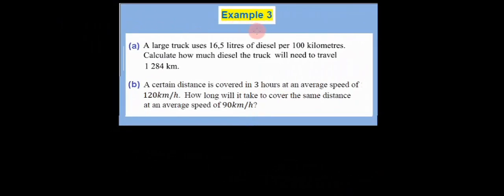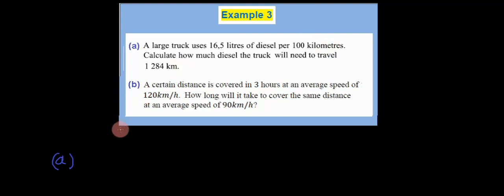So this is an example of typical questions asked on rates. In A it says, a large truck uses 16.5 liters of diesel per 100 kilometers. Calculate how much diesel the truck will need to travel 1,284 kilometers. So we need to work out the amount of diesel that the truck will need to travel 1,284 kilometers. Now, what we can do is we can find the amount of diesel needed per kilometer.